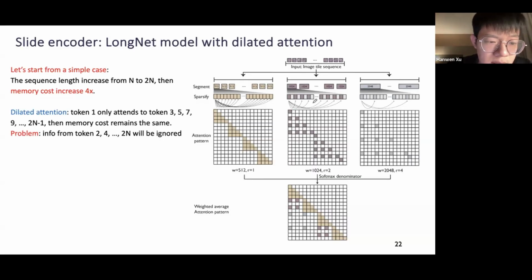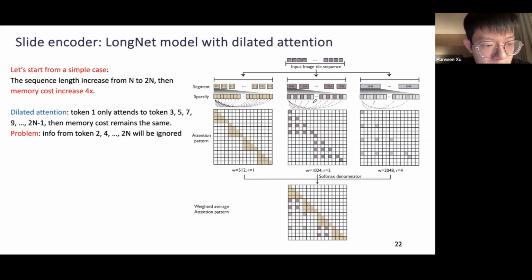So we introduce dilated attention here. What is dilated attention? Let's think about introducing a dilated ratio. For example, when we compute the attention score, the first token only attends to token 3, token 5, token 7, until token 2n minus 1. Then the memory cost remains the same, because the effective cost of the dilated attention is around the same as what we got when we only had n tokens. That is how we alleviate the long sequence problem.